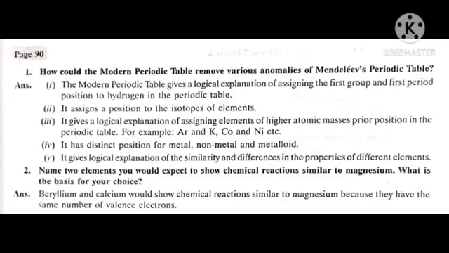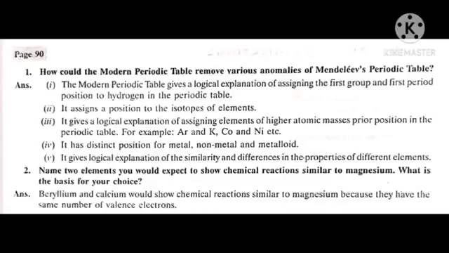Answer. The modern periodic table gives a logical explanation of assigning the first group and the first period position to hydrogen in the periodic table. It assigns a position to the isotopes of elements. It gives a logical explanation of assigning elements of higher atomic masses prior position in the periodic table. For example, Ar and K, Co and Ni, etc. It has distinct positions for metal, non-metal and metalloid. It gives logical explanation of the similarity and differences in the properties of different elements.